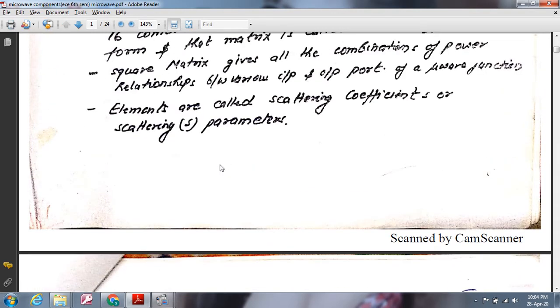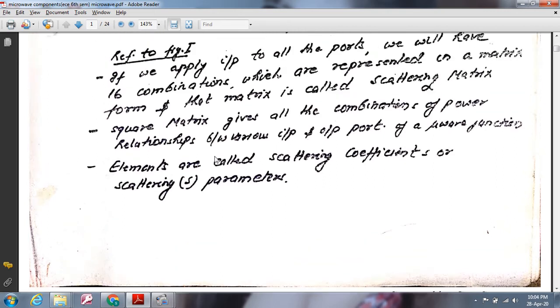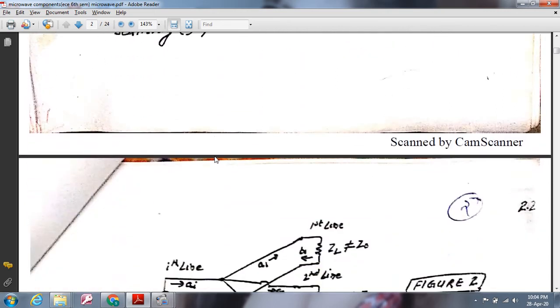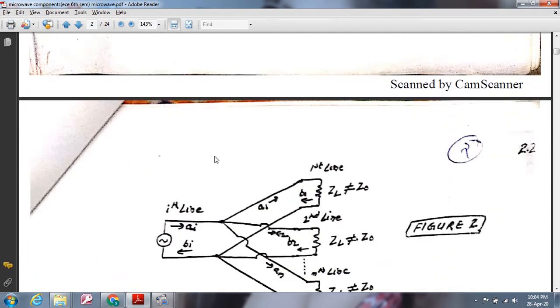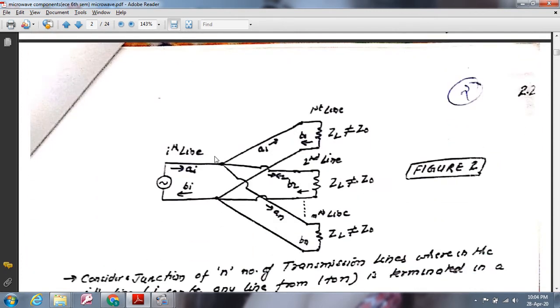Now what are S parameters? Here we have seen the 16 possible combinations of input and output. They were termed as S parameters. Now the same we can study with the help of this figure number 2.